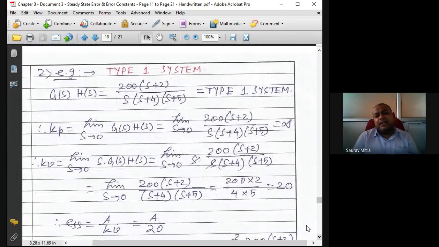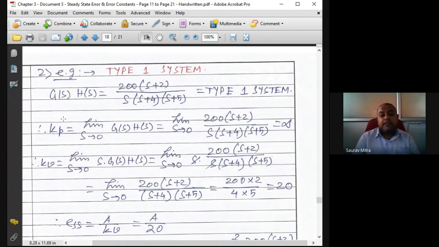In the same numerical, I have changed G(s)H(s) a little bit. The only difference is that previously G(s)H(s) was 200 (s plus 2) divided by (s plus 4)(s plus 5). Here I have added an s at the denominator. Now this s has power of 1, that means this is going to be a type 1 system. Now G(s)H(s) is equal to 200 into (s plus 2) divided by s into (s plus 4) into (s plus 5). Find what is Kp, what is Kv, what is Ka.